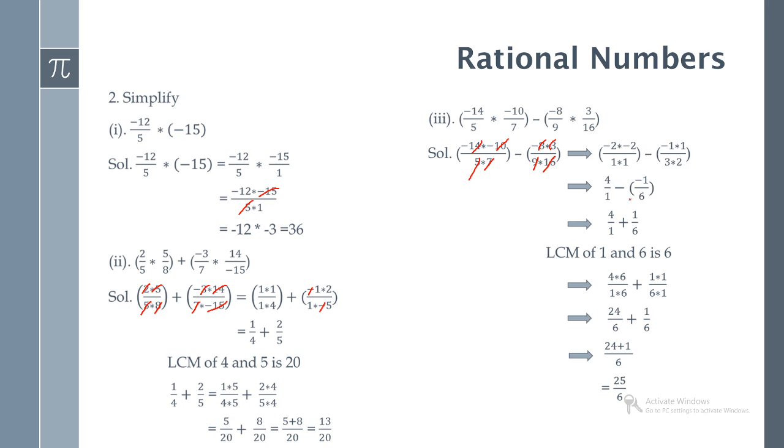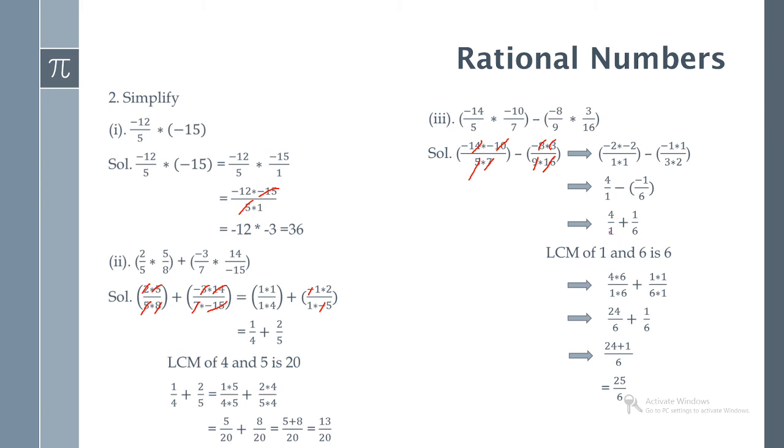4 by 1 minus of minus 1 into plus 1 is minus 1. Minus into plus is minus. This minus is here only, we are not doing anything. So minus 1 by 6. Now next step, minus into minus is plus. So 4 by 1 plus 1 by 6.